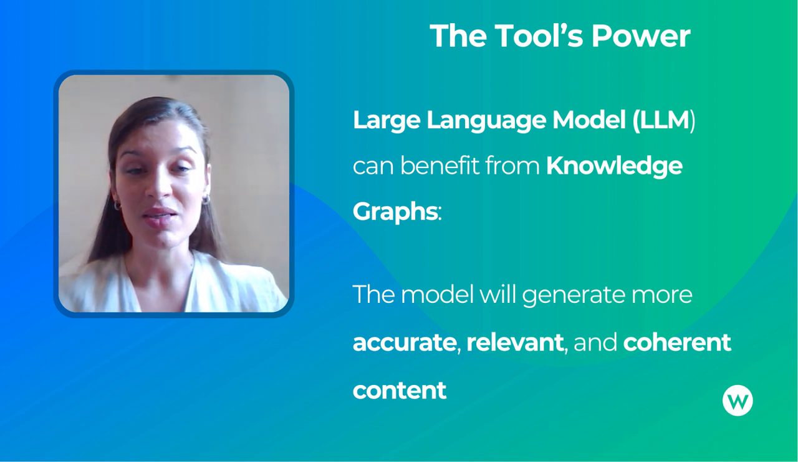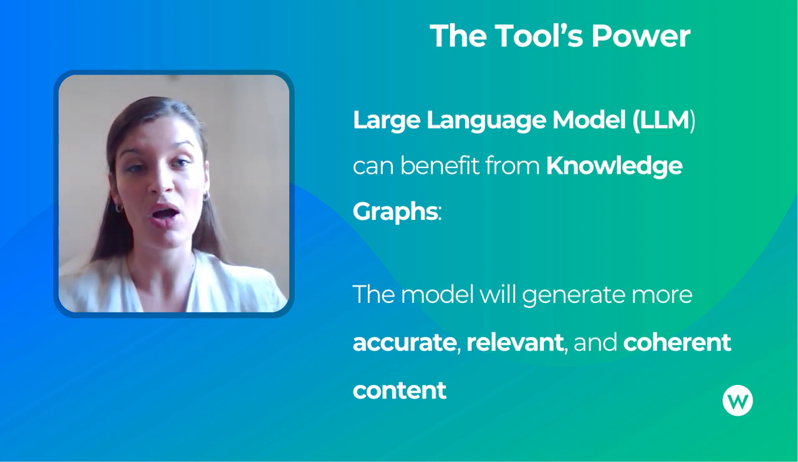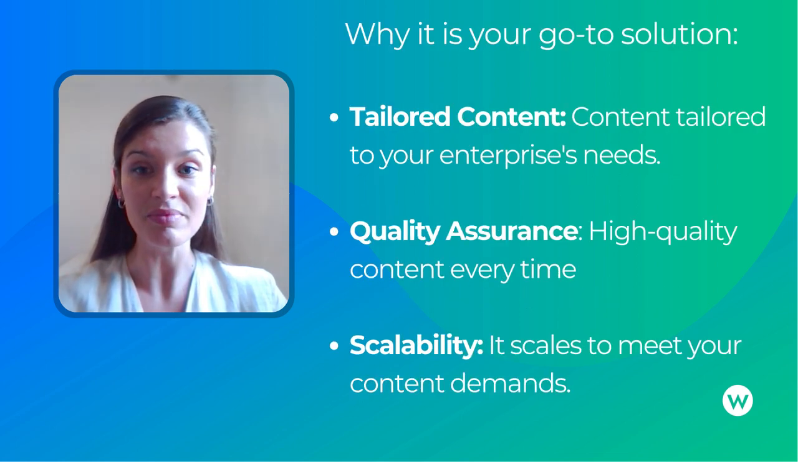So let's consider the large language model like a giant brain and the knowledge graph like a book full of facts and information. A large language model can benefit from a knowledge graph in the content generation process. These enable the model to generate more accurate, relevant and coherent content.